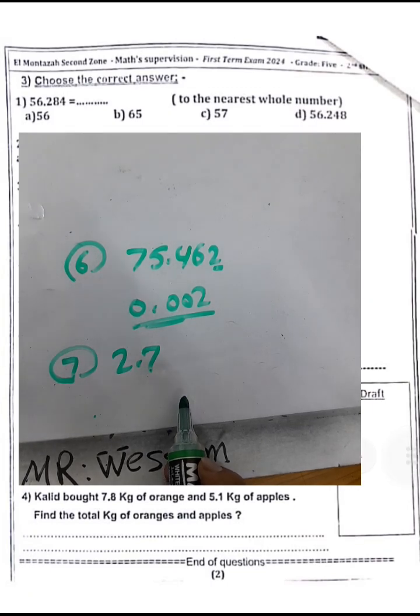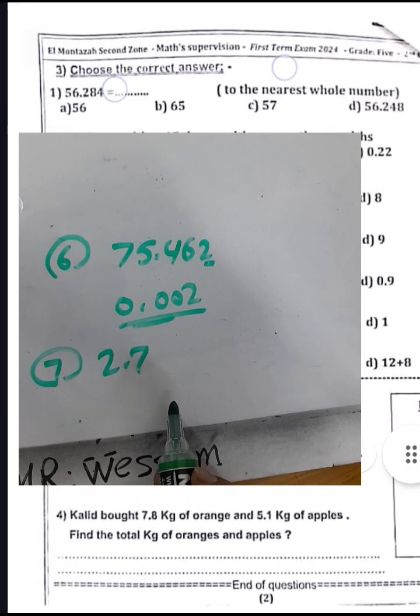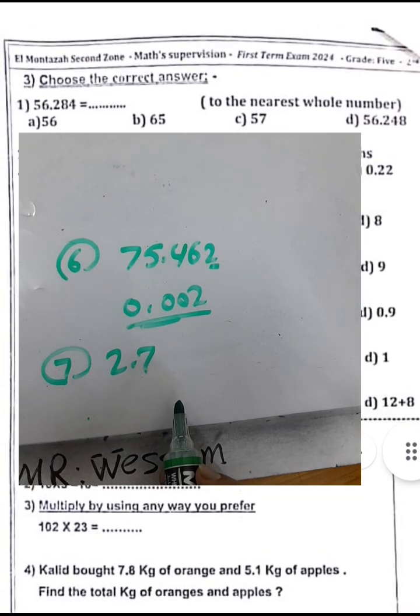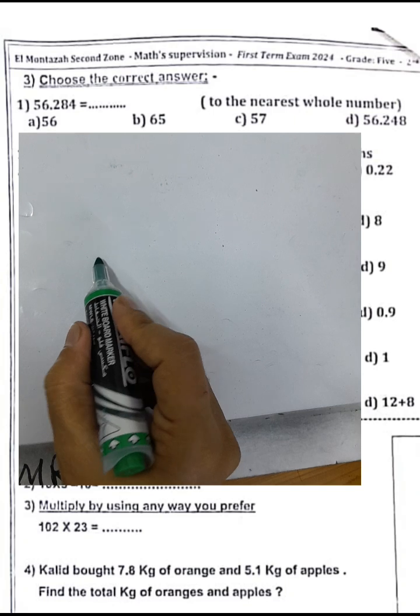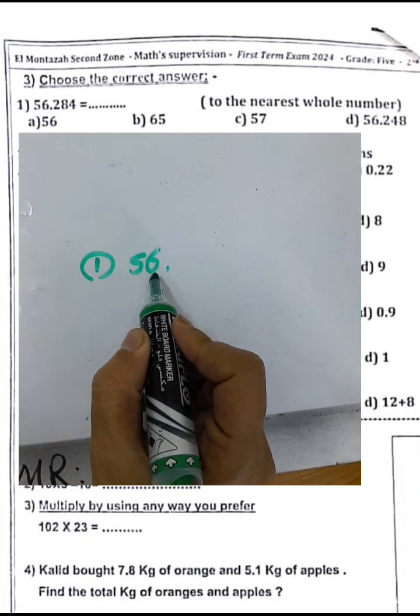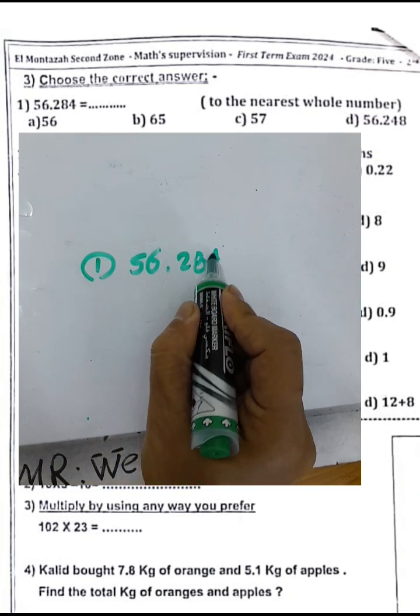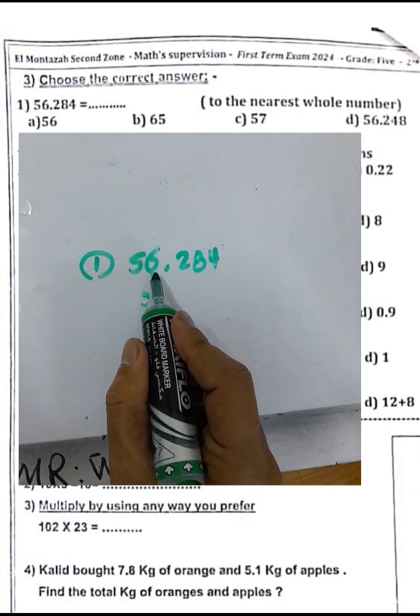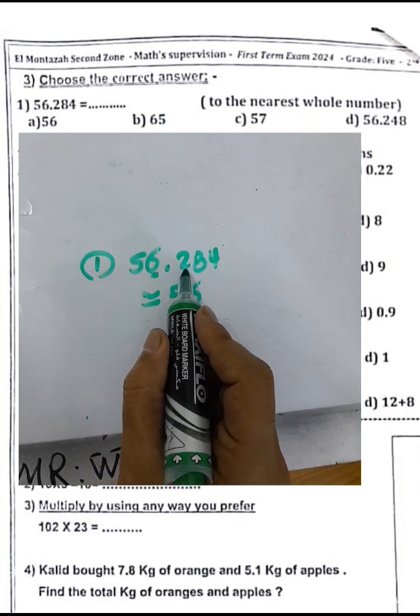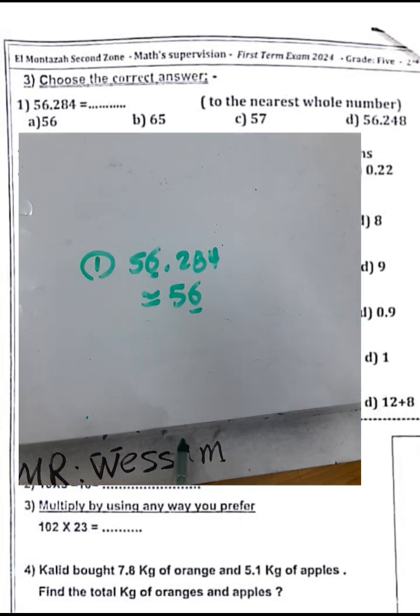Next example, choose the correct answer. You want approximating the number to the nearest whole number. Whole number here will be 6, okay, and 2, 4. 6 will be 6 because 2 can't give 1 to the digit. The result will be 56. You want approximating to the nearest whole numbers.